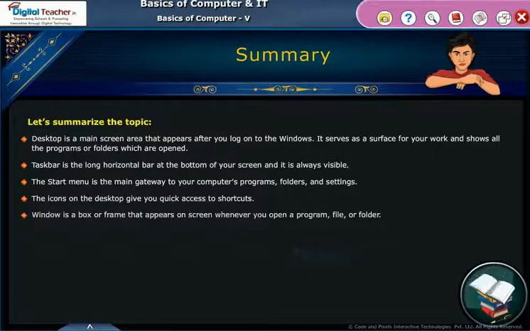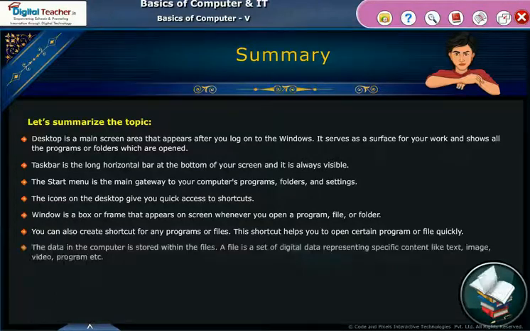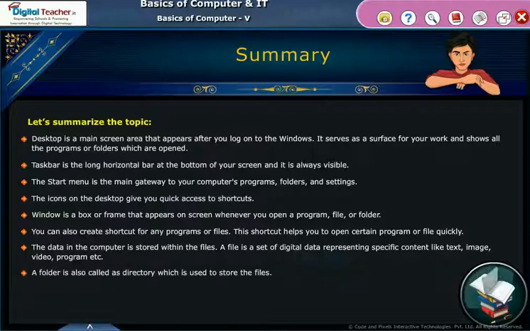Window is a box or frame that appears on screen whenever you open a program, file or folder. You can also create a shortcut for any programs or files. This shortcut helps you to open a certain program or file quickly. The data in the computer is stored within files. A file is a set of digital data representing specific content like text, image, video, program, etc. A folder is also called a directory, which is used to store files.